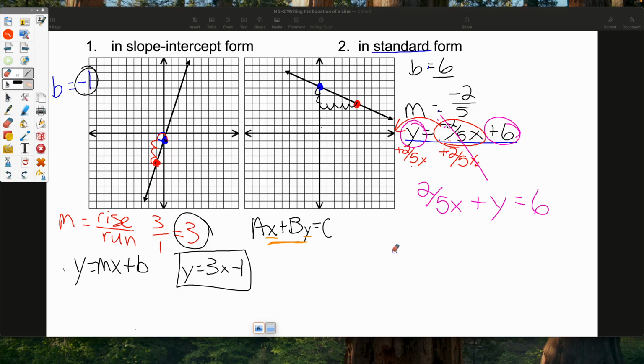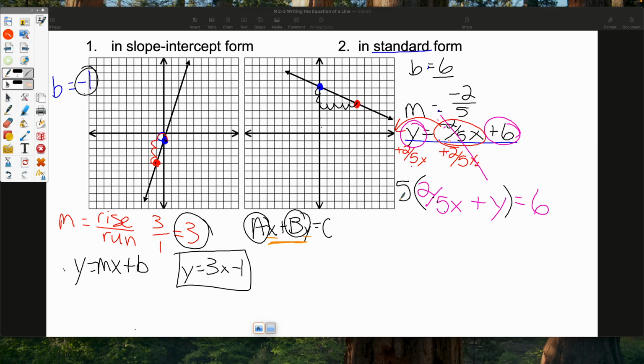Now, in standard form, there are capital letters for a reason, A and B. We want to try and have our A value in front of our x to be a whole number, not a fraction. So I need to cancel this fraction out. I need to cancel the bottom part of this fraction out. In order to cancel out dividing by 5, what can I do? Multiply by 5. We're going to do the opposite, and we're going to multiply by 5.